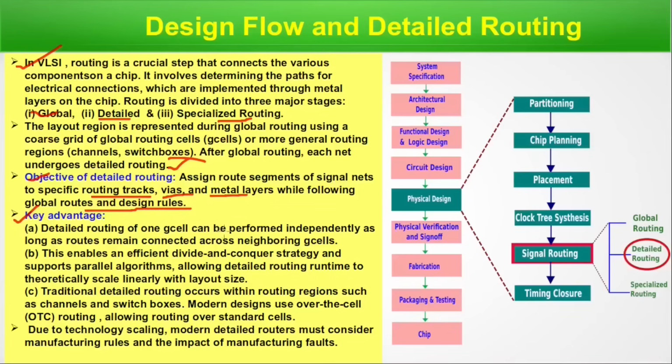Detailed routing of one G cell can be performed independently as long as routes remain connected across neighboring G cells. If the design is very big and complex, each G cell can be independently routed. The designer can concentrate on the smaller part, although the G cell must be connected to its neighboring G cells. This enables an efficient divide and conquer strategy. This way a small part is done, and when the design is big and complex, that gives an edge. This enables an efficient divide and conquer strategy and supports parallel algorithms.